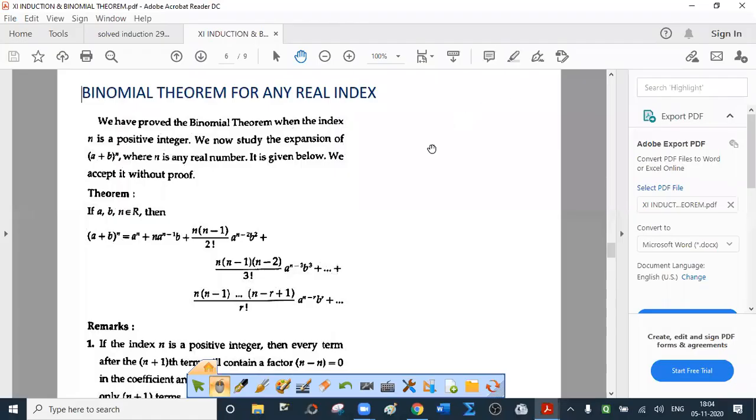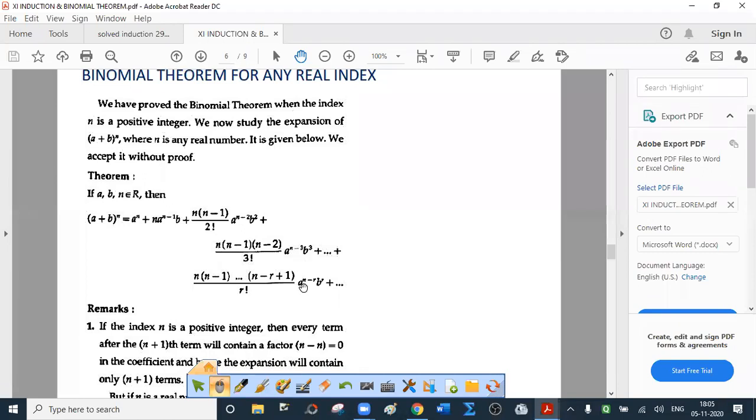Yes, so we have proved the binomial theorem when the index n is positive integer. We now study the expansion of (a plus b) raised to n, where n is any real number. It is given below. We accept it without proof. But I think I have explained the logic behind that. (a plus b) raised to n is a raised to n plus n a raised to n minus 1 into b plus n into n minus 1 by 2 factorial a raised to n minus 2 b square, and so on. See, this is the general term.